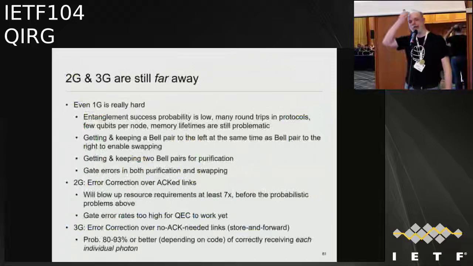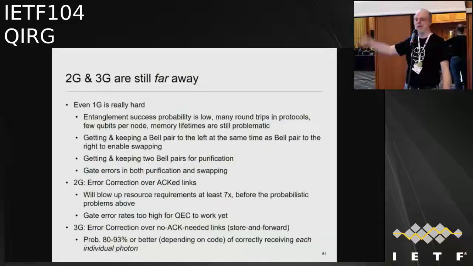All right, so 2G and 3G, so that was 1G networks. 2G and 3G are still very far away. Even 1G is very hard. You've probably gotten an idea from what Tracy talked about. The entanglement success probability is low. There are many round trips involved in the protocol design. You've only got a few qubits per node. The memory lifetimes are still problematic.